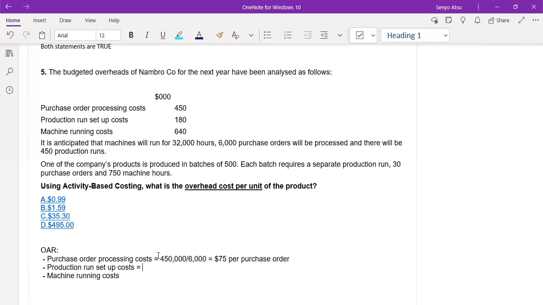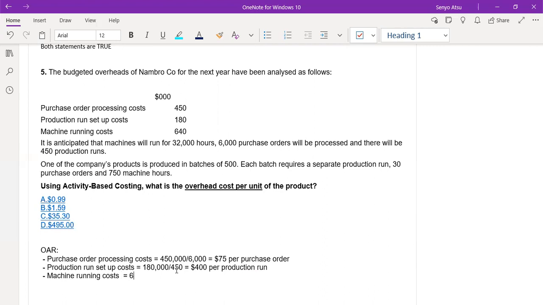Production run setup, $180,000 divided by, I think the number of production runs will drive production run setup cost. Judgment is required here. Divided by 450 is $400 per production run. For me, if I write it per something, it makes it more reasonable for me to analyze. So I love to write that. I don't just write a dollar.